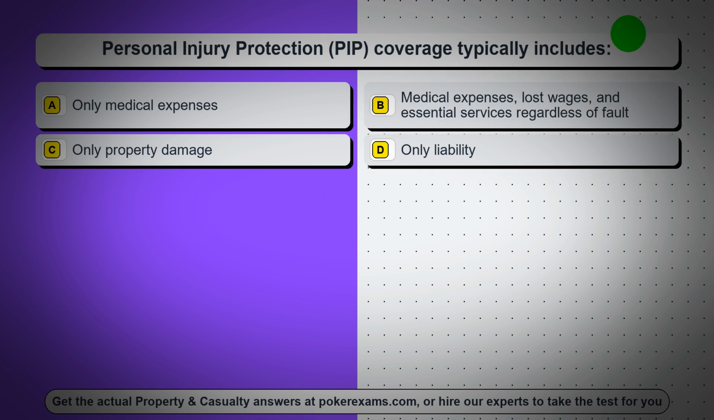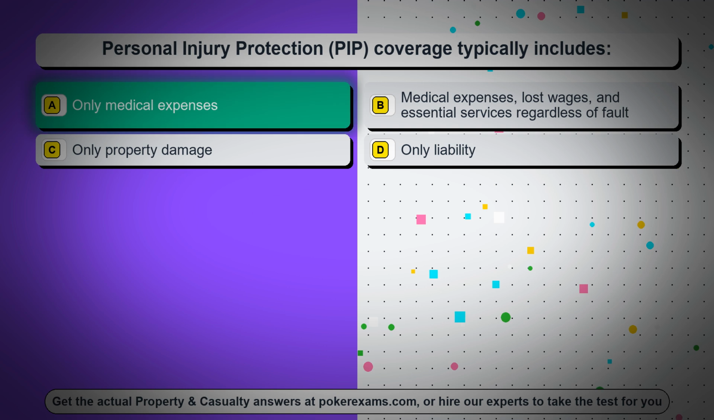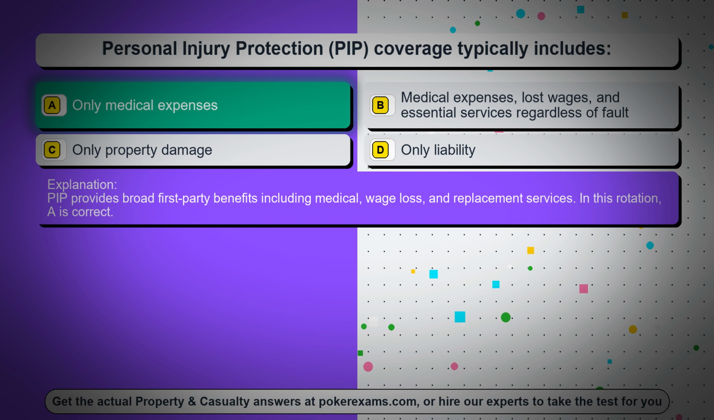Question 90. Personal injury protection, PIP, coverage typically includes. Option A, only medical expenses. Option B, medical expenses, lost wages, and essential services regardless of fault. Option C, only property damage. Option D, only liability. The correct answer is option A, only medical expenses. PIP provides broad first-party benefits including medical, wage loss, and replacement services. In this rotation, A is correct.